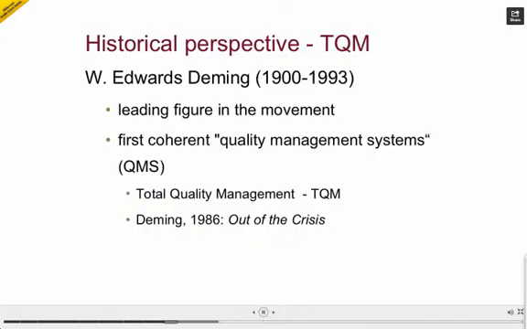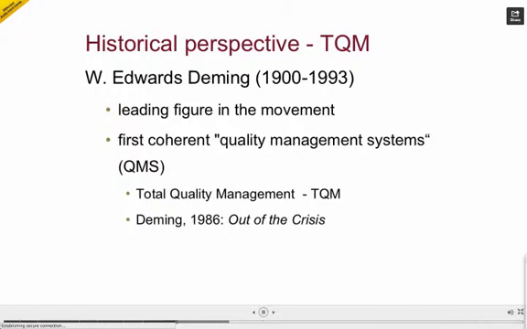Some of you may be familiar with the idea of total quality management, and this perhaps was the first coherent QM model. It comes from this leading writer, W. Edwards Deming, who wrote a very influential book in the 1980s called Out of the Crisis. And some people attribute the success of the Japanese manufacturing sector to some of his ideas.